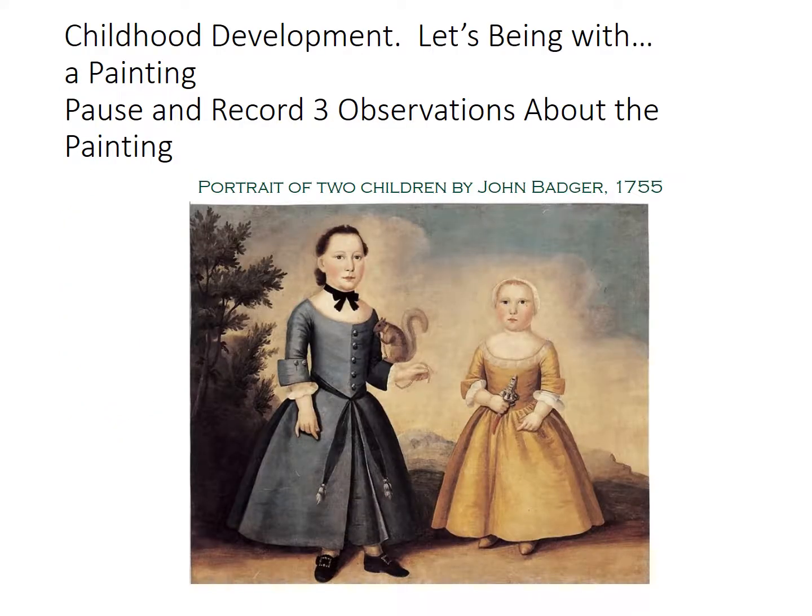Let's take a moment and think about childhood development and begin with a painting. The painting you see in front of you is a portrait of 2 children by John Badger in 1755. I'd like for you to study the painting carefully. Pause the video if you have to and write down 3 observations about the painting. I'll pause for a moment as well, and then when we begin, we'll discuss some of what you might have written down.